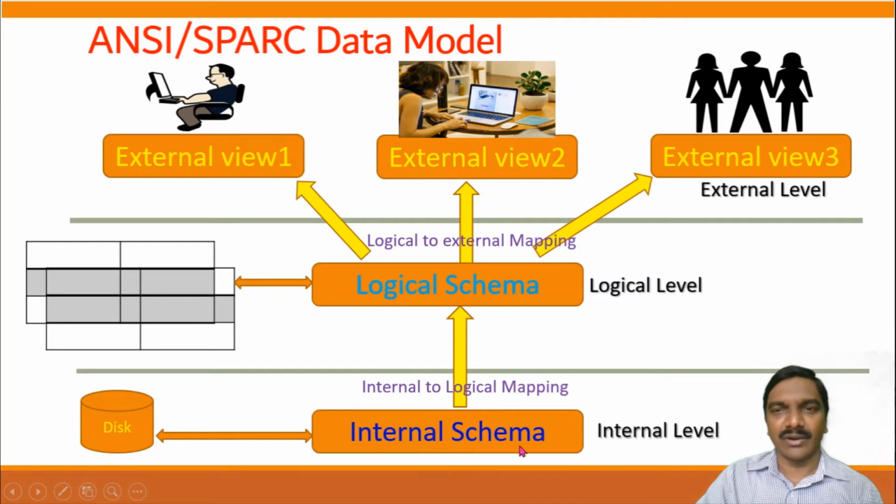The internal schema or internal level deals with the hard disk, or where the data is actually stored. In the logical level, the logical schema, the data are actually stored in tables or like that. In the external view, this user has a special view of the database, this user has some other view, and these users have some other view. So these are the three levels. We will be discussing level by level now.